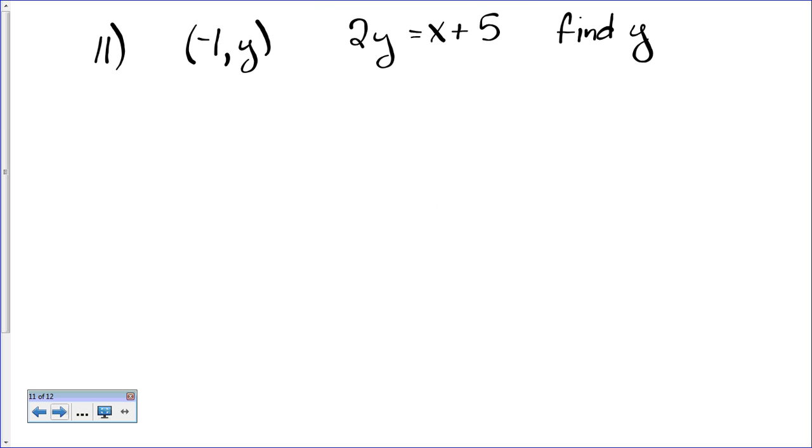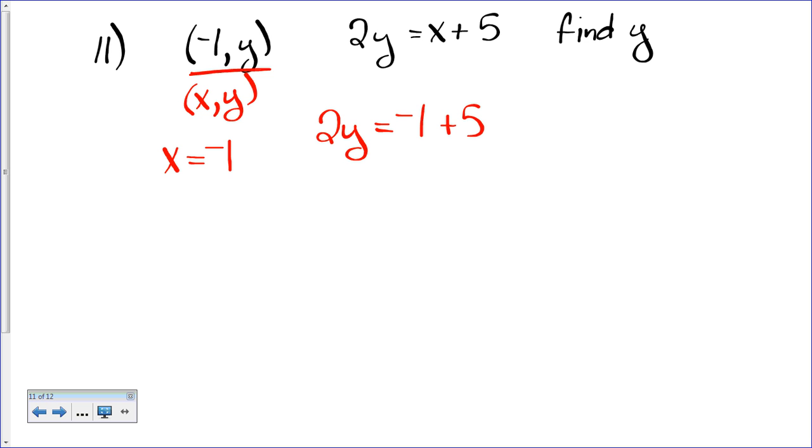All right, 11. This is one on the test a lot of you guys struggled with. Whenever you see this, that is an ordered pair. It always means x, y, always. So if you look at that, you don't know what y is, but you know that x is equal to negative 1. So all you're going to do is take the negative 1 and plug it in for x. So you have 2y is equal to negative 1 plus 5. So 2y is equal to 4. Divide by 2, and y is equal to 2.